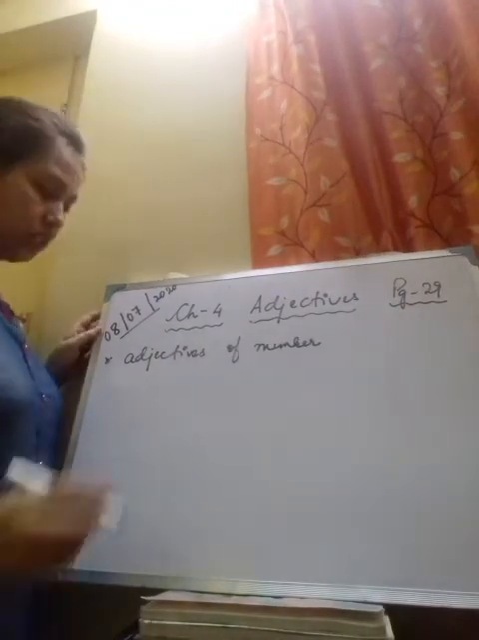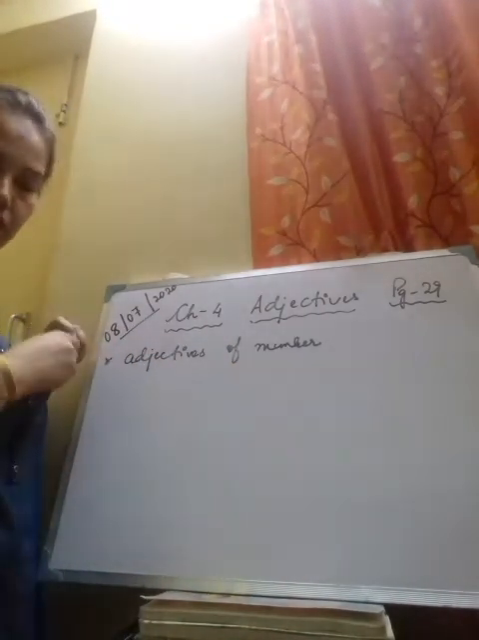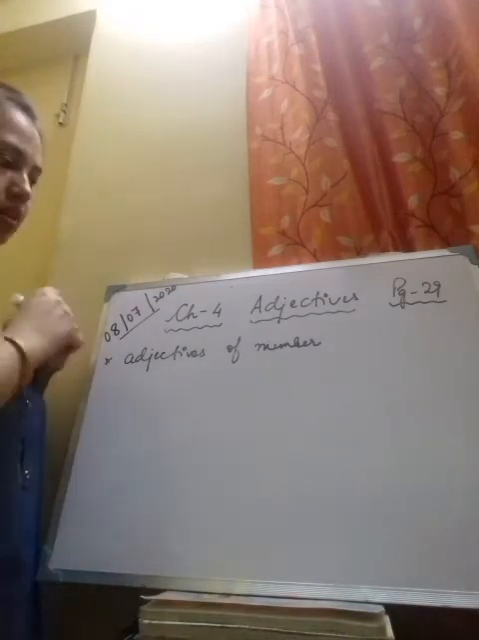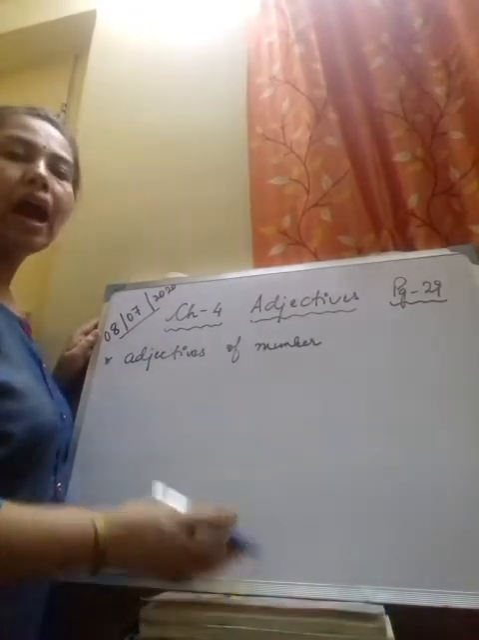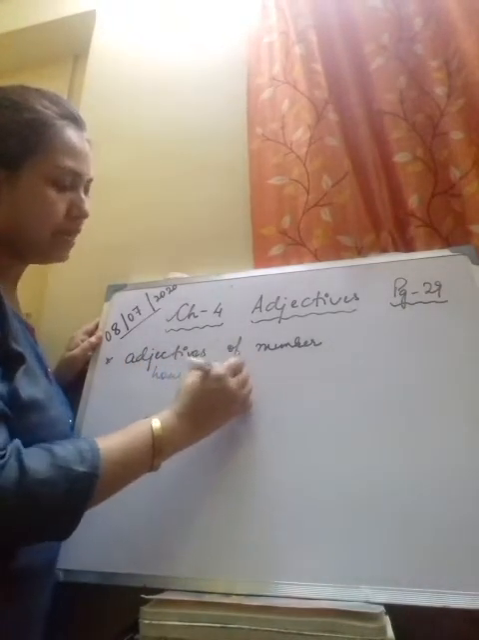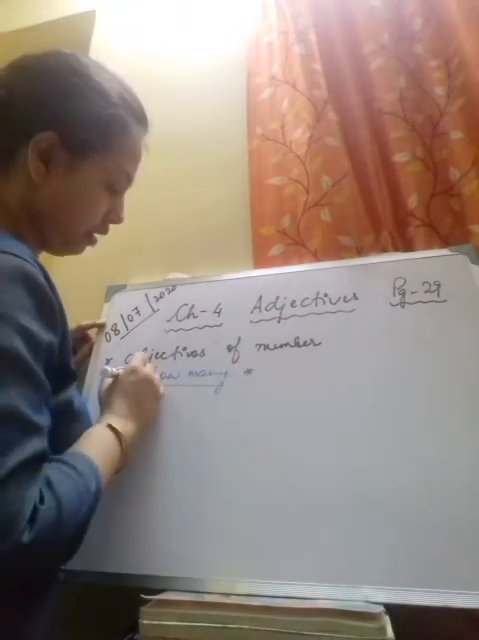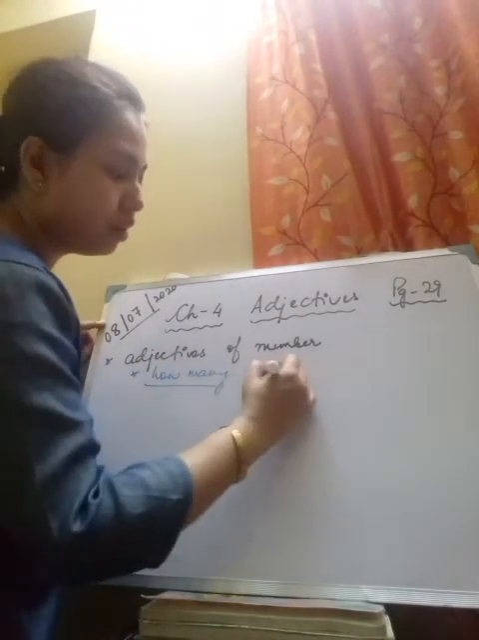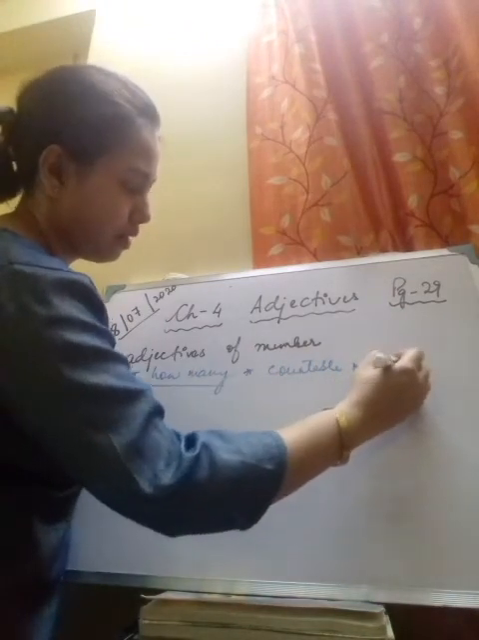The third kind of adjective is adjectives of number. These are used to describe or talk about how many of something. Okay, so how many, and then if it is how many, it should be used for countable nouns, right?